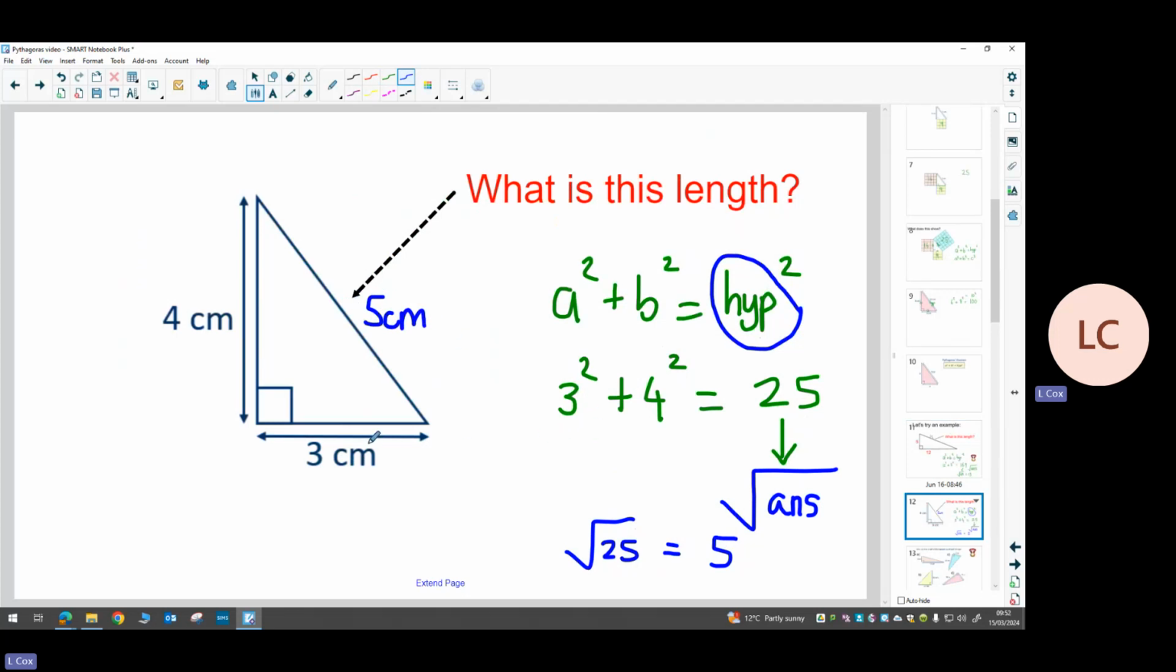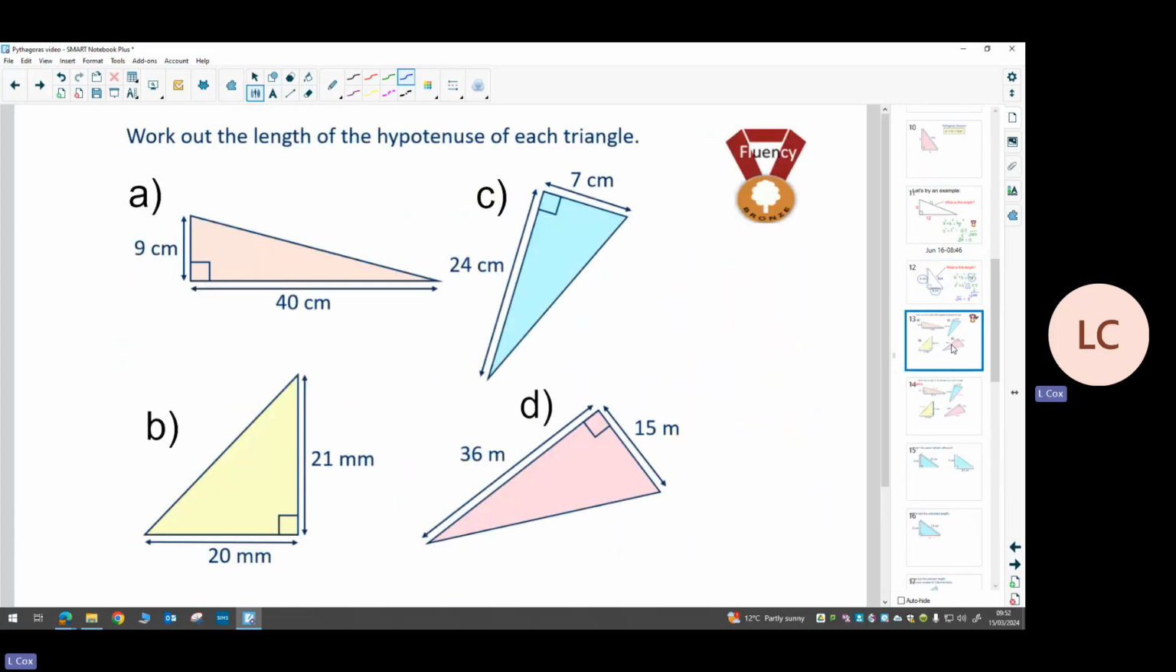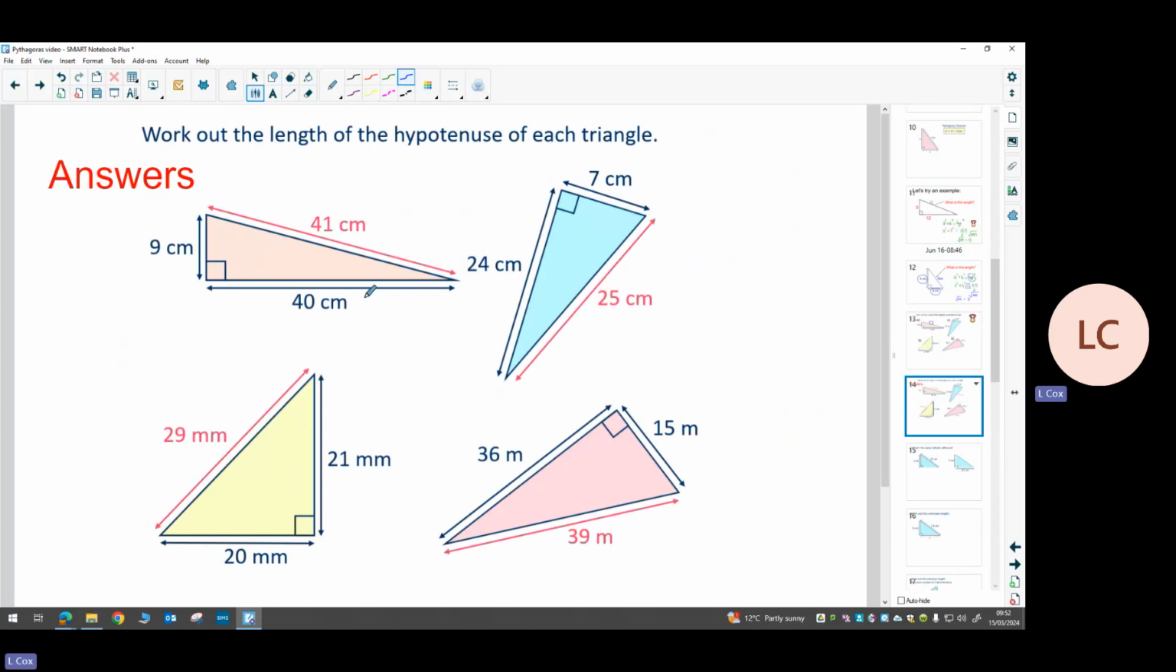So you need to do 3 squared plus 4 squared equals, then square root your answer. And I want you to have a go at these 4 questions for me. A squared plus b squared equals, square root, and you will find the missing lengths. Pause the video and have a go. Here are your answers: 41, 29, 25, and 39.